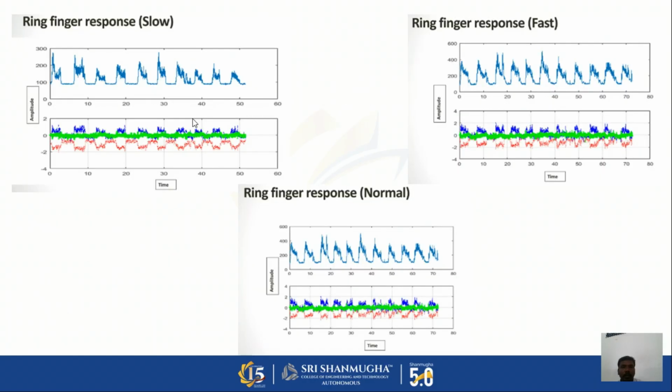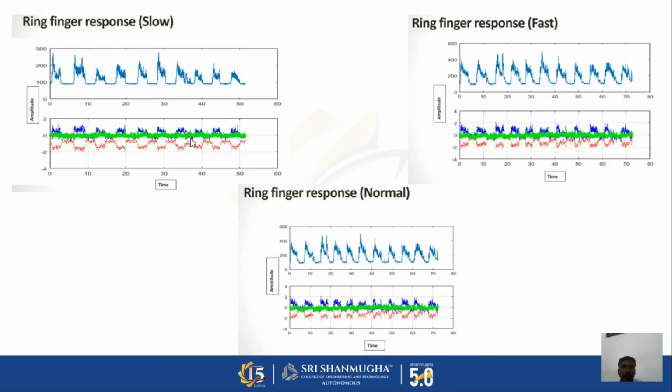This slide shows the EMG signal pattern recorded for a specific finger movement. The horizontal axis represents time and the vertical axis represents the signal amplitude. We can observe different signal characteristics depending on the speed of movement. These variations help the classification algorithm identify the intended motion of the user.